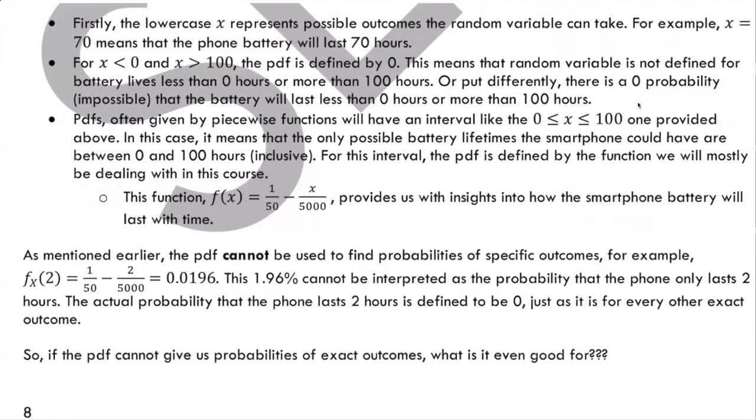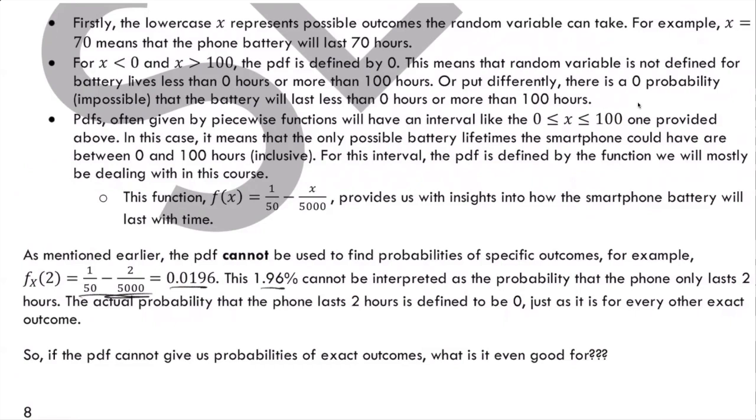Now, I mentioned this before about how we can't find probabilities of exact outcomes. Even if we have this PDF, I'm not allowed to say, I wonder what the probability is that the smartphone will last 2 hours. I can't just sub in 2 hours like I've done here, and then say it's that, and then that's 1.96%. I can't say the probability that the smartphone's battery lasts 2 hours is 1.96%, because I also could have subbed in 2.1 and 2.001 and 2 point whatever, okay?